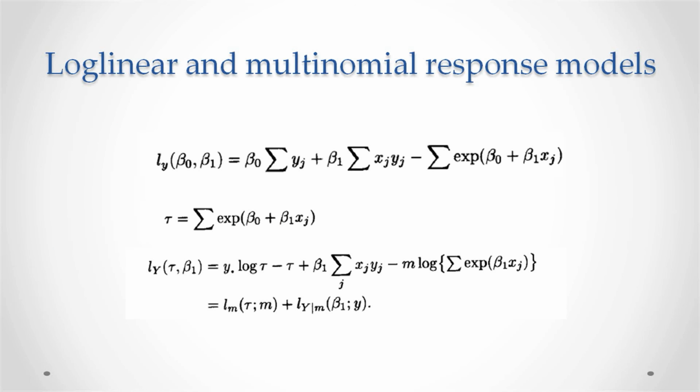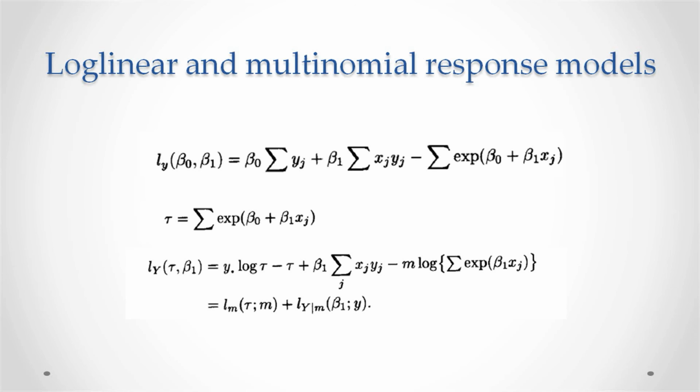The Poisson log likelihood function for beta naught, beta 1 in this problem is given by L(y; beta naught, beta 1) equal to beta naught summation yj plus beta 1 summation xj yj minus summation exponential beta naught plus beta 1 xj. If we make a parameter transformation tau equal to summation exponential beta naught plus beta 1 xj, the log likelihood for tau, beta 1 is as given on the third line of this slide, and this can be written as the sum of two terms.